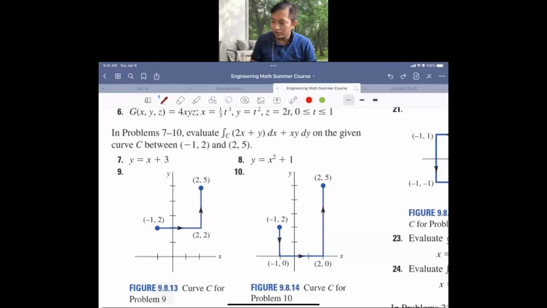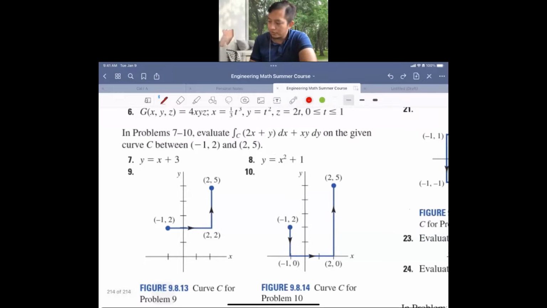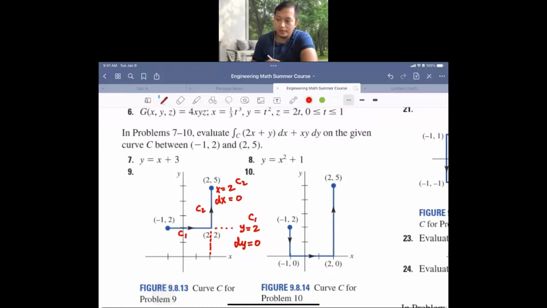If we take number 9 here, we could use, let's say, x as our parameter. So y is equal to... and then we could take this, make dy equal 0 if we differentiate, right? If we take the x here, when x is equal to, we could also check with the dx and make it 0. So we have the first case, this is c1, this is c2, and we could have this.